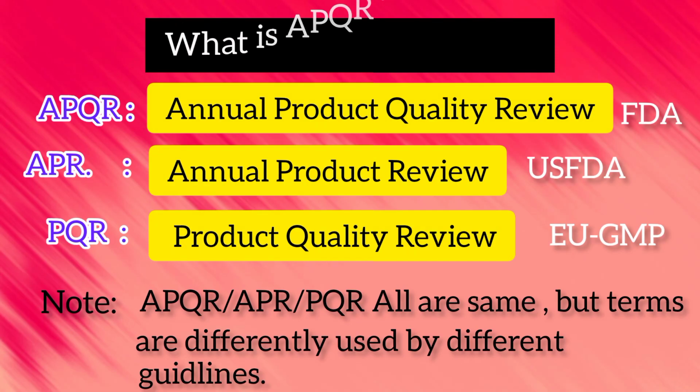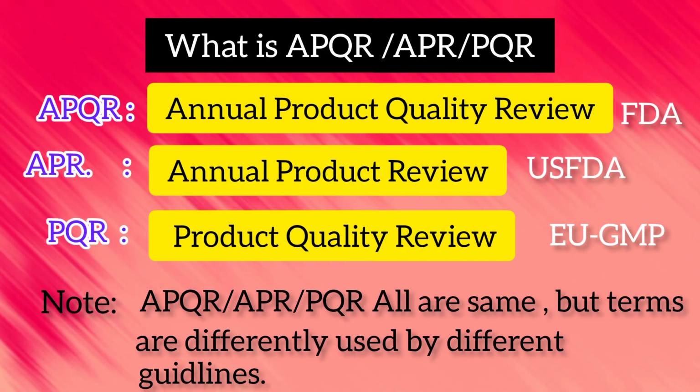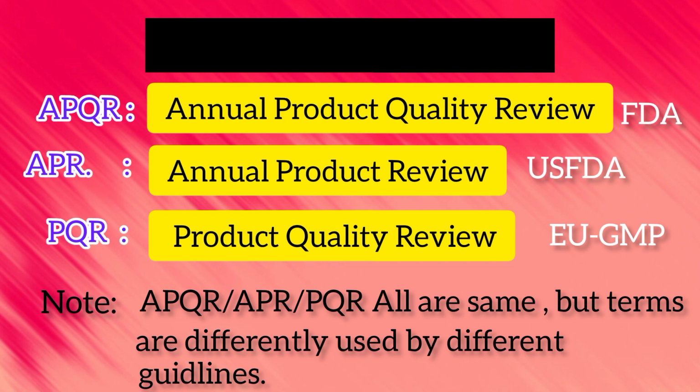What is APQR, APR, PQR? APQR is Annual Product Quality Review as per FDA, APR is Annual Product Review as per US FDA, and PQR is Product Quality Review as per EU GMP. Note: APQR, APR, PQR all are the same, but the terms are used differently by different guidelines.